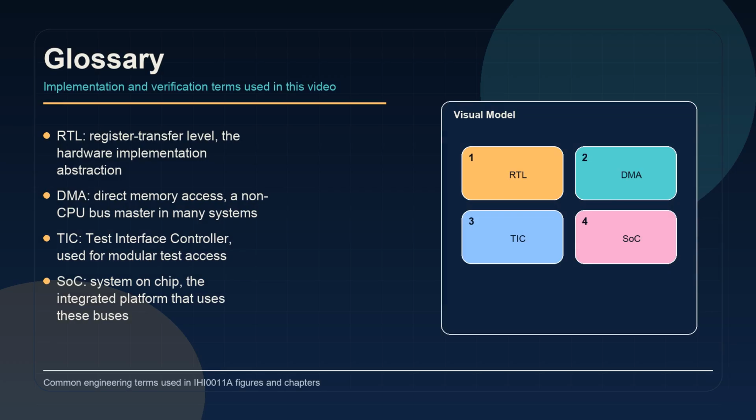RTL means Register Transfer Level. DMA means Direct Memory Access. TIC means Test Interface Controller. SoC means System on Chip, the integrated platform where these buses and verification rules come together.